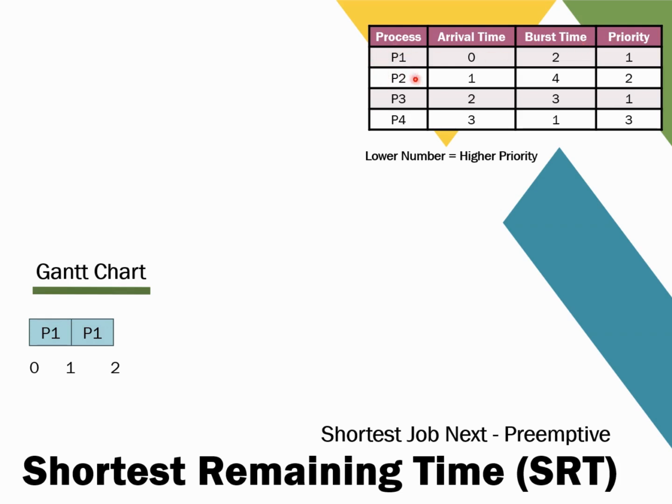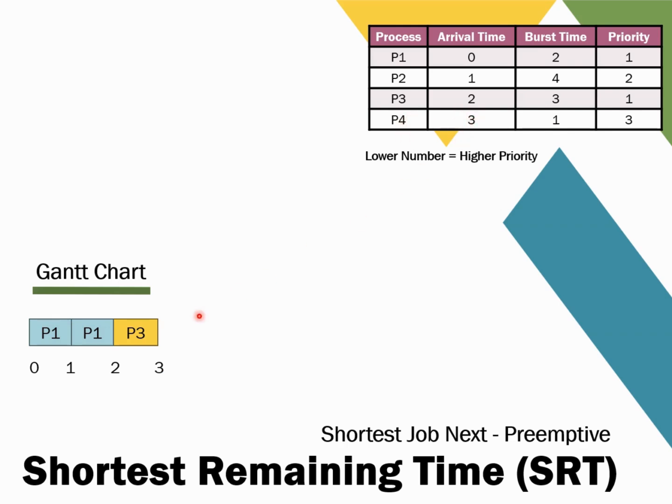So now we have P2, and at time 2, another process, P3, comes into the ready queue. So at time 2, we have P2 and P3, but the burst time for P3, 3, is less than 4. So we allocate the CPU to P3 between 2 and 3. Why didn't we allocate it until 5, since it needed 3? Because at time 3 a new process arrived. P4 came at time 3.